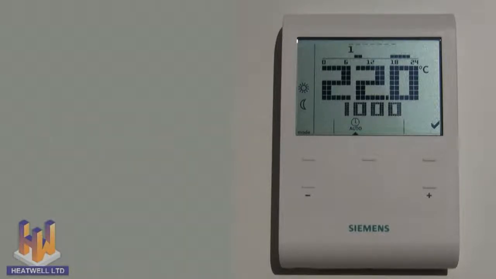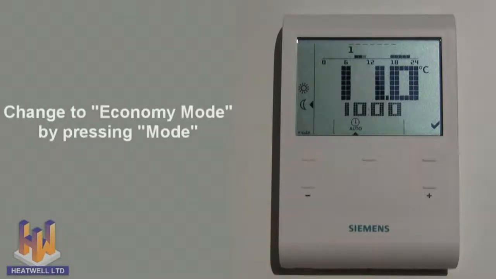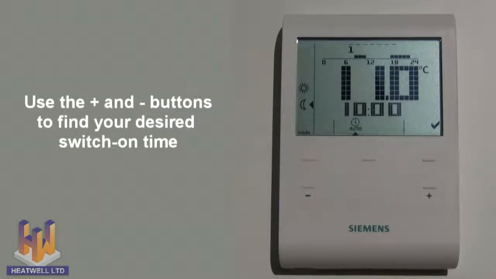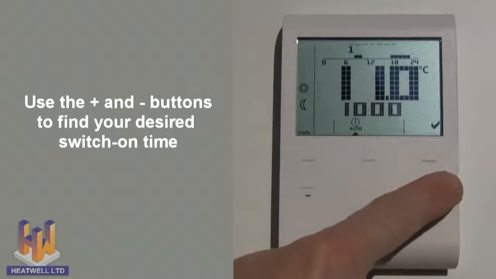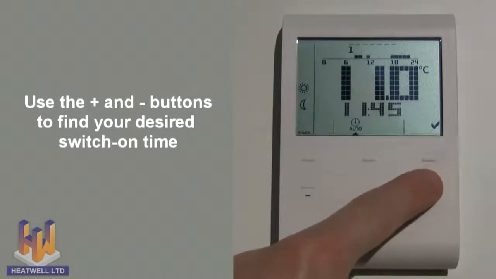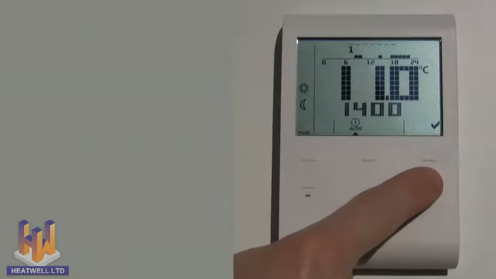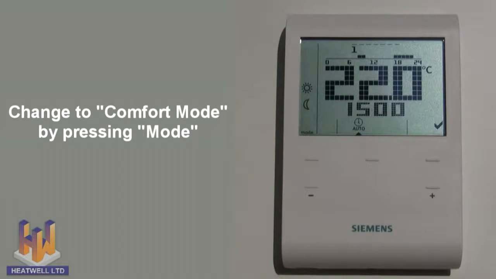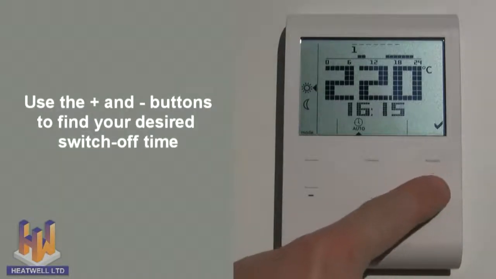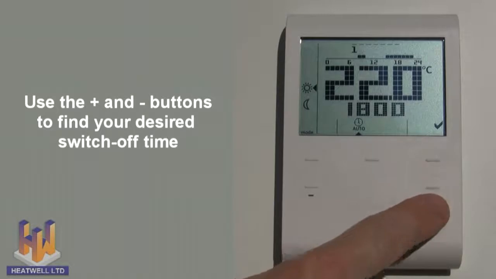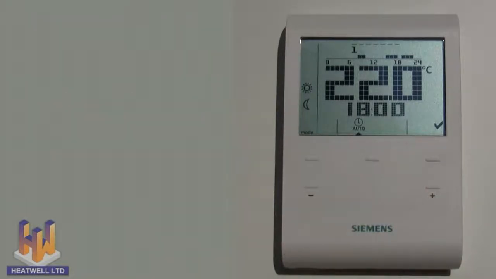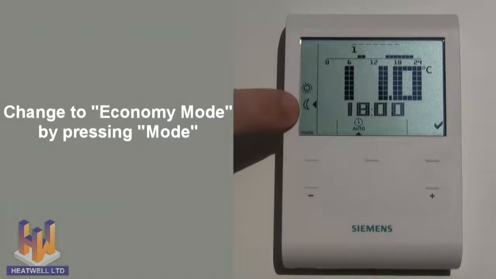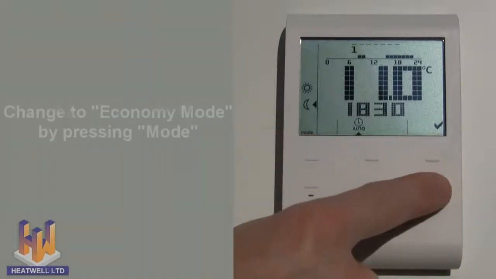With the morning time complete, let's set the element to turn on in the afternoon as well. To do this, again go into economy mode, then press the plus button until you have reached your afternoon switch on time. In this case, 3 PM. Once reached, switch back into comfort mode and continue pressing the plus button until you have reached your chosen switch off time. In this case, 6 PM. Now, to ensure the element stays off for the remaining time in this day, switch back into economy mode and continue pressing the plus button until you reach midnight.